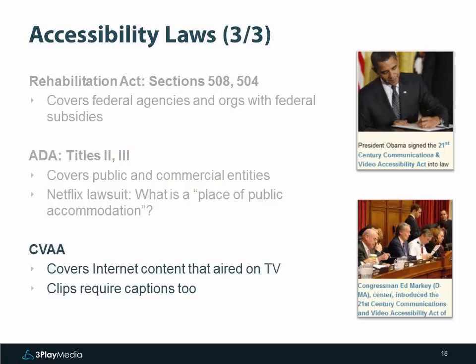The last and most recent federal law is the CVAA, the 21st Century Communications and Video Accessibility Act. That was enacted in 2010. That law requires captioning for online video that also aired, that was broadcast on television with captions. So again, this strictly applies only to content that aired on television as well.